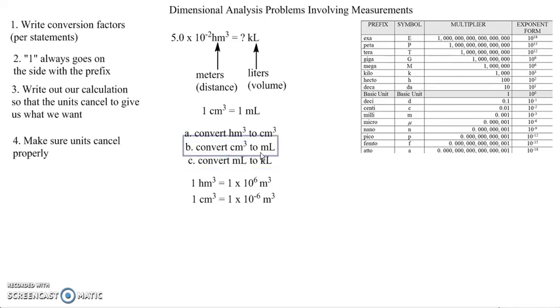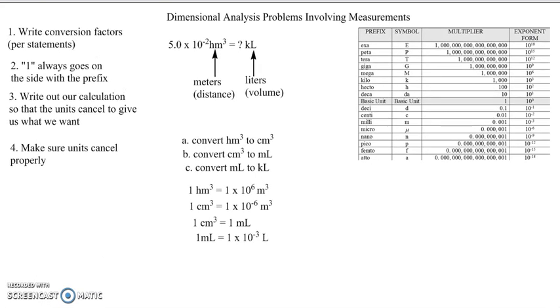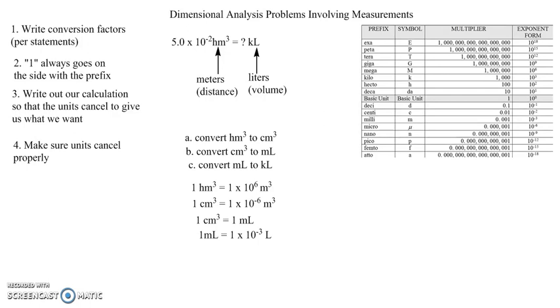Part B, convert centimeters cubed to milliliters. That's just using this right here, so I'm not even going to write it over again. I'll just drag it down here. And finally, milliliters to kiloliters. So 1 milliliter equals 1 times 10 to the negative 3rd liter, and 1 kiloliter equals 1 times 10 to the 3rd liters. And now, finally, we have all of the statements we need.